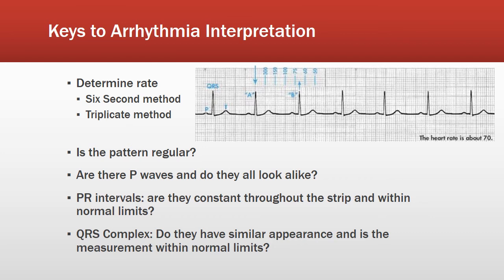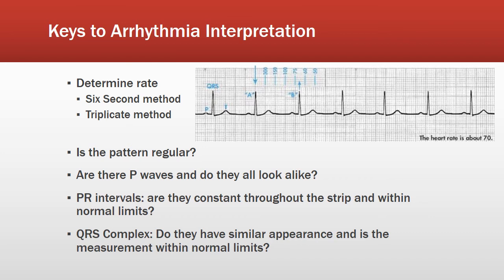What you also want to think about is, do they have P waves and do they all look alike? Because if they don't look alike, then that could be showing you that there is another rhythm going on inside of the sinus. The PR intervals, are they constant throughout the strip? So that means you can't just measure one and say that's what your PR interval is. You need to monitor at least 3 to 4 complexes of PR intervals.